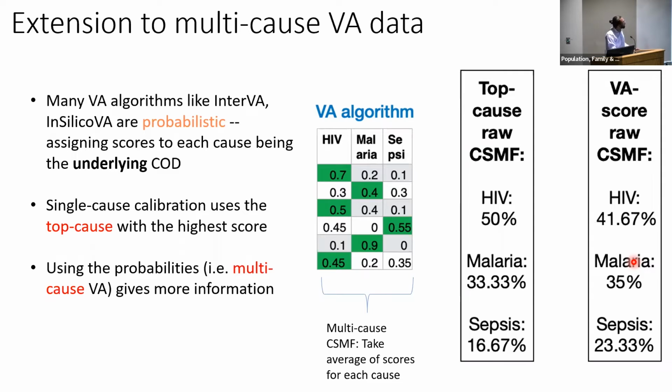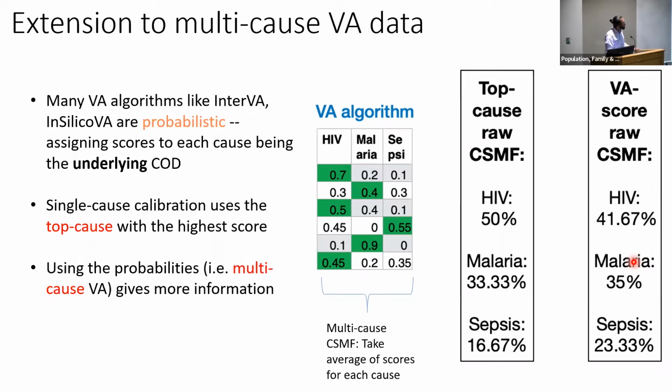So essentially, with classifiers like InSilicoVA and InterVA, you don't get just one cause. For each case, you get this entire row, which says 70% from HIV, 20% from malaria, 10% from sepsis. This is a completely made-up example. What we do to convert it to a single cause is we use the plurality rule. We use the one with the top cause, and assign that as the cause of death. That, of course, leaves out information.